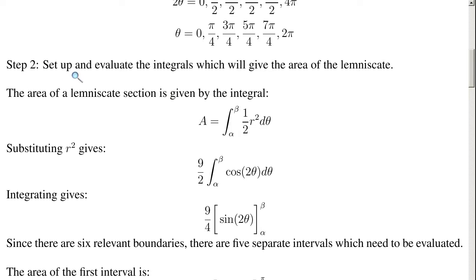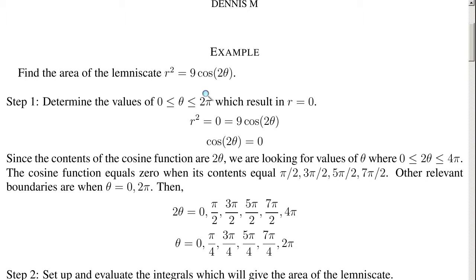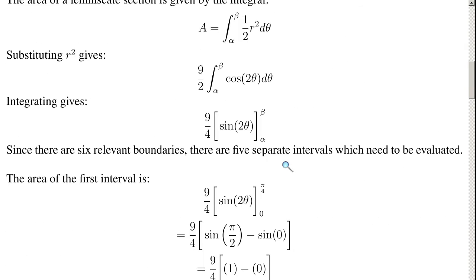Step 2, set up and evaluate the integrals which will give the area of the lemniscate. The area of a lemniscate section is given by the integral. Once again, we saw this before. Area equals alpha to beta 1/2 r squared d theta. Substituting r squared, remember that r squared equals 9 cos 2 theta. So we just plug that in here. 9 cos 2 theta. Pull out the 9, pull out the 1/2. You get 9 halves, integral alpha to beta of cos 2 theta d theta.